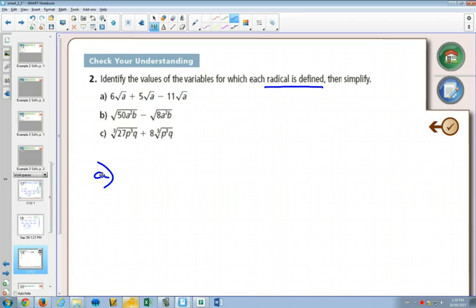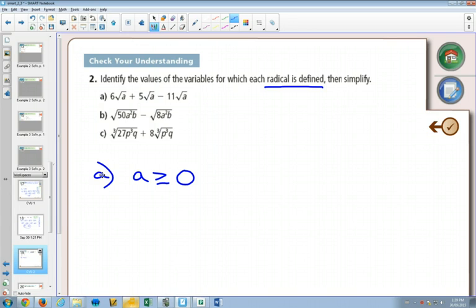So we have to remember you can't take the square root or any even root of a negative number. So here we've got square roots. So a can never be negative. So for a, where is it defined? A has to be bigger than or equal to 0. Only positive values work.